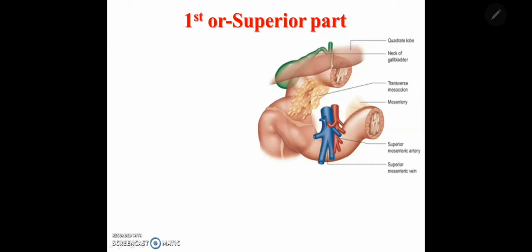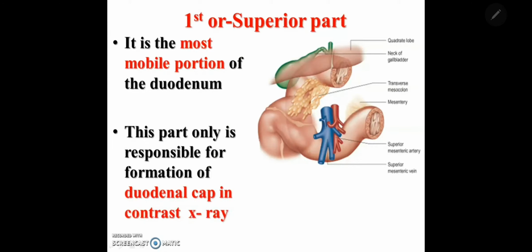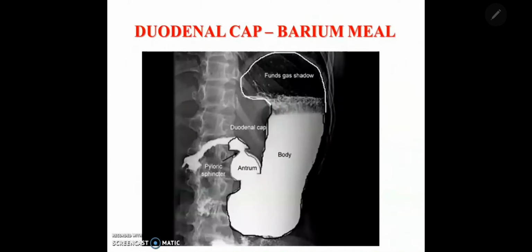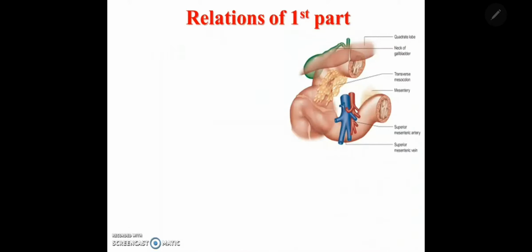And coming to the parts of the duodenum, first the superior part, it is the most mobile portion or first half of the first part. This part is only responsible for the formation of duodenal cap on the contrast barium meal radiogram. You can notice there the first part shows like a cap here. First part shows like a cap, that is what you are seeing, that is duodenal cap on the barium meal.